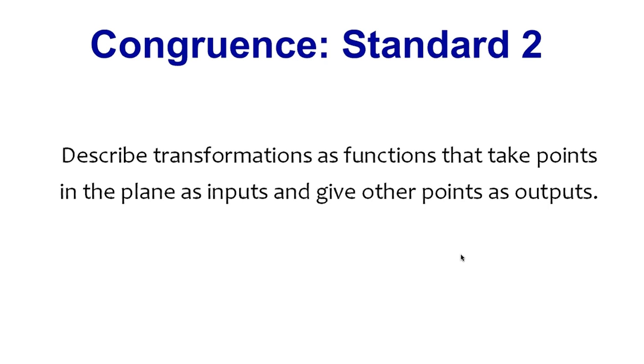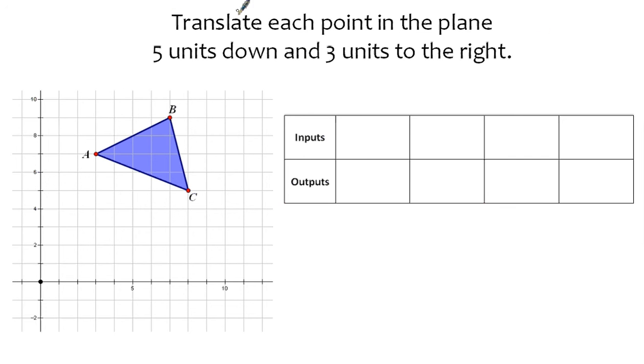Welcome. In this video, we'll discuss Congruence Standard 2 from the Common Core Standards for Geometry. This video will focus on describing transformations as functions that take points in the plane as inputs and produce other points in the plane as outputs. Let's take a look at this rule for a transformation. We're going to translate each point in the plane 5 units down and 3 units to the right. We'll see what effect this transformation has on triangle ABC, and then we'll try to generalize that effect to write a function rule. Let's get started.